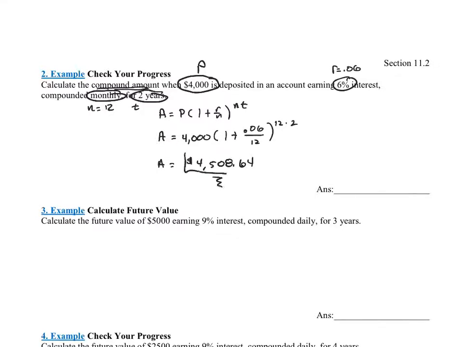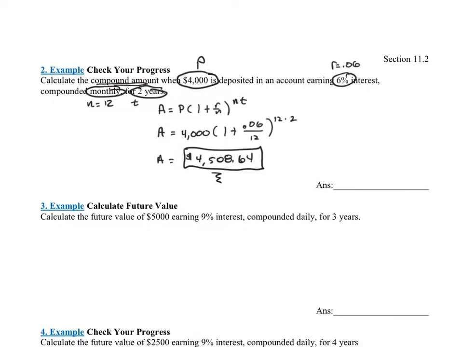$4,508.64. Make sure you put the dollar sign, make sure you put the comma, make sure you always round to 2 decimal points. Let's go on to the next problem.